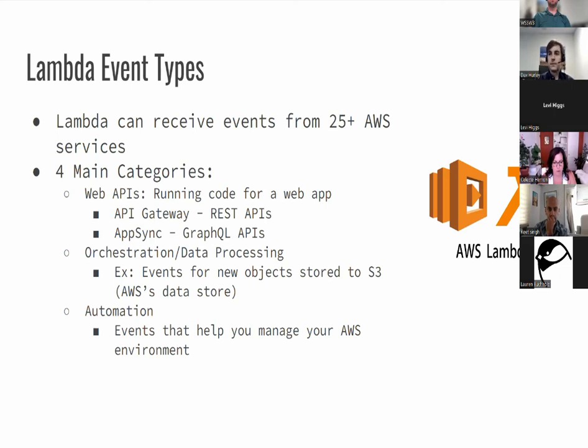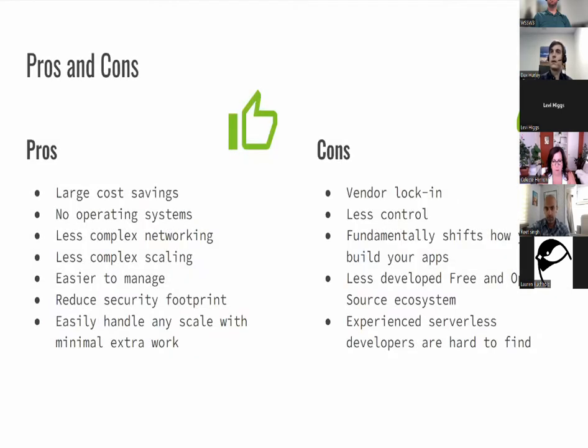That's just one type of event that would be related to data processing. You can do a great deal with data processing just using AWS Lambda. And then the third category would be automation. This is more if you have a very complex cloud environment, helping you manage that. That's more advanced, if you're getting more and more invested in cloud in your organization and your organization's growing, but it is worth mentioning.